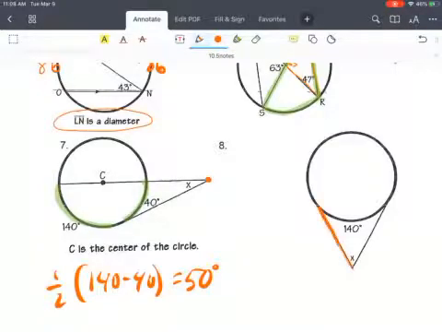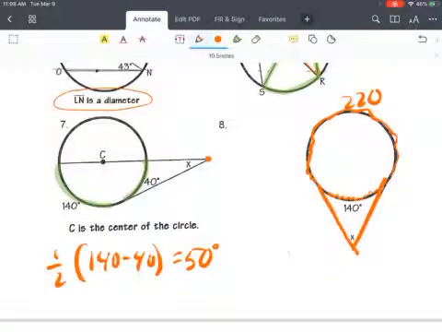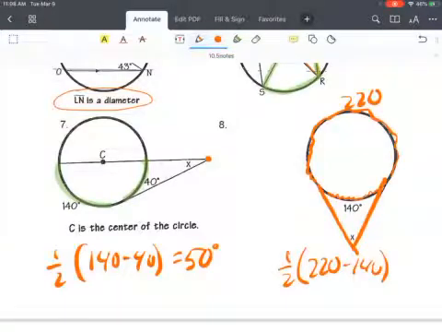Same thing here with a tangent. If this arc here is 140, the other arc has to finish off to 360, so that is 220. Vertex is on the outside, so again we do half of the difference, 220 minus 140. So we'll get 40 degrees.